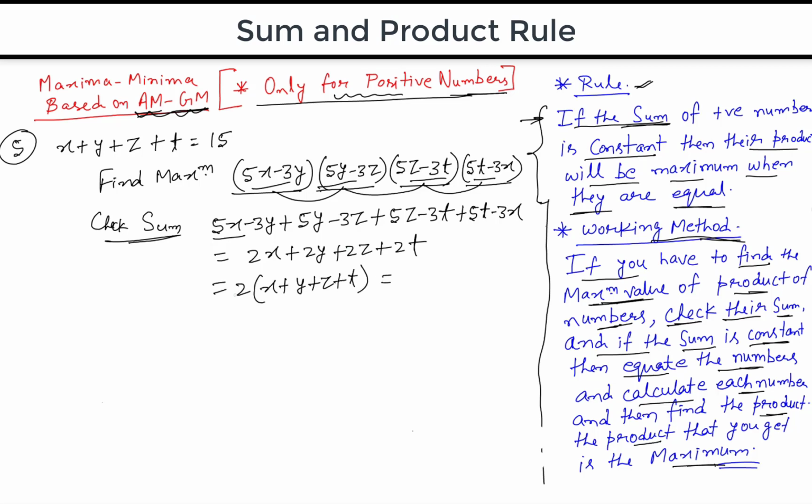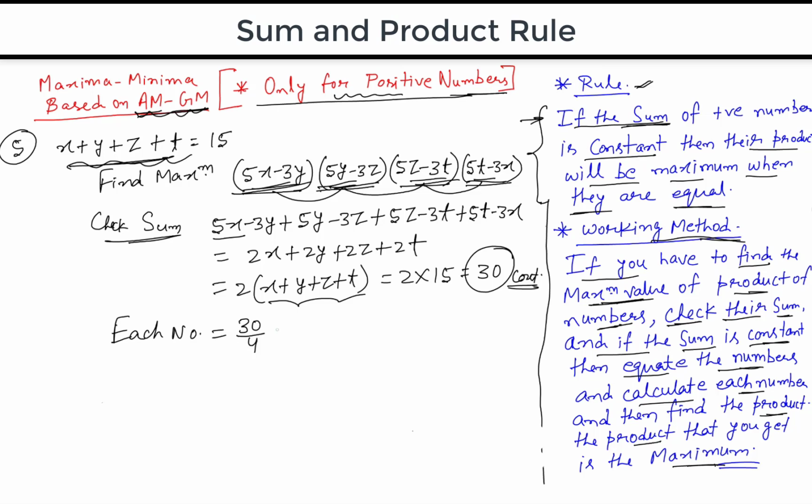How much is it? 2 into, now this is given. So this is how it will be used. It will not be used directly, it will be used here. So 2 into 15, that is equal to 30. So is it a constant value? Yes. It is the sum of how many numbers? Sum of 4 numbers. So each number is going to be equal to 30 divided by 4, that is 15 by 2.